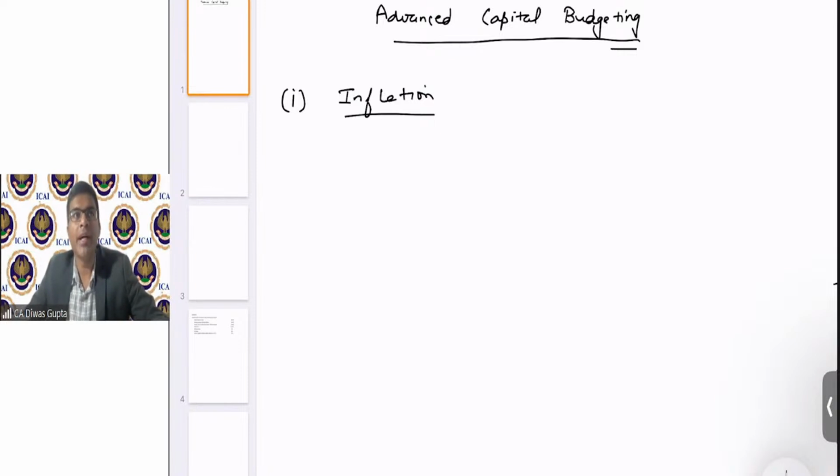Students, all of us know that practically none of the economies, whether it is India or any developed nation, is absolved of inflation. So, what is inflation? Inflation is the general increase in the prices of a basket of goods. How that basket of goods, which is, let's say, valued at 100 rupees today, will be valued one year from now, is basically inflation.